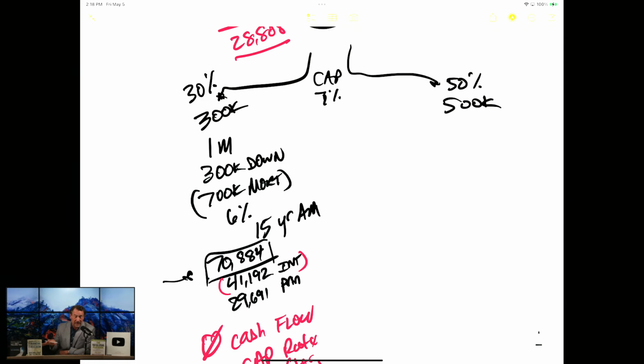Doesn't matter what your credit's like. Your 401k could buy this building with $500,000 down.